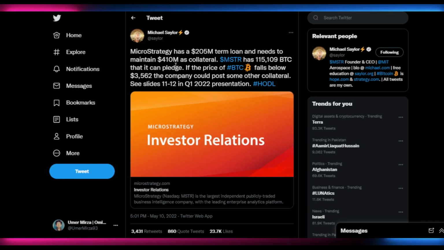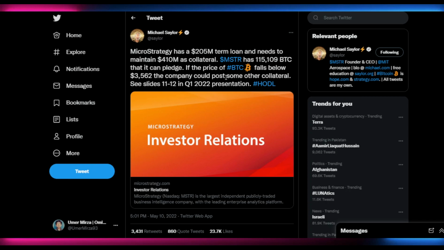But to the biggest news, MicroStrategy has a 205 million term loan and needs to maintain 410 million as collateral. MSTR has 115,109 BTC and it can pledge if the price of BTC falls below 3562.